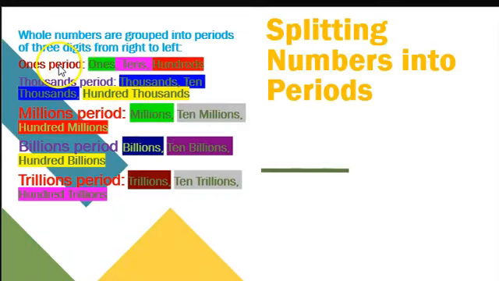This one looks more colorful than the first one I showed you. So this is the ones period: ones, tens, hundreds. We have the thousand period, which is these, as you have seen.